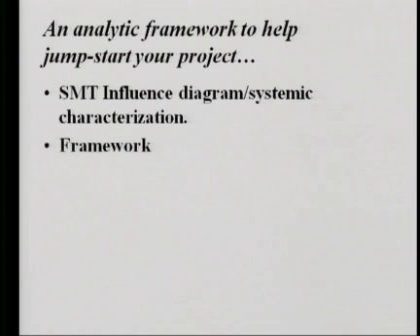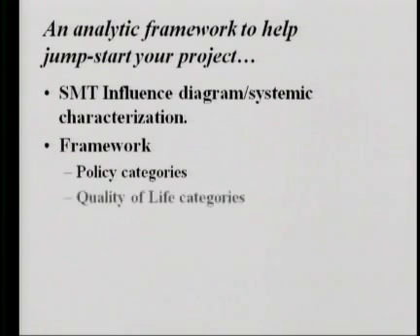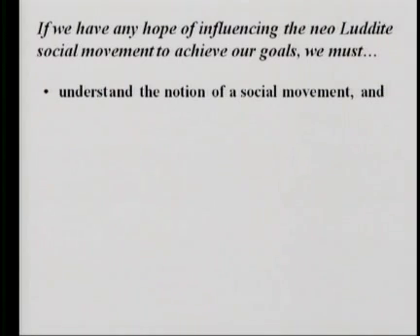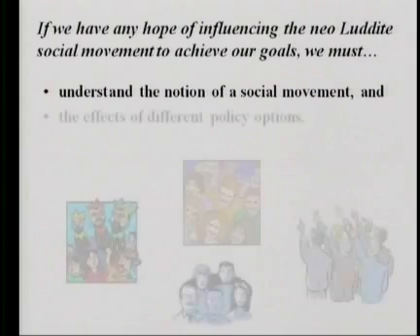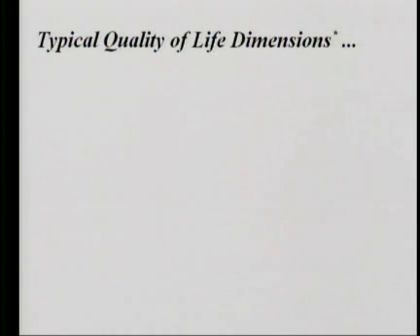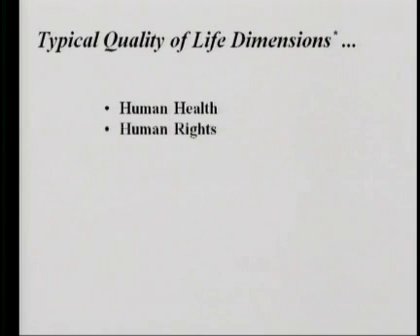I gave you an analytical framework, and in order to jumpstart your project, go back to the social movement theory influence diagram and the systemic characterization I gave you. I gave you a framework with policy categories and quality of life categories. Clearly, if we're going to influence Neo-Luddite, the social movement, we have to understand the notion of social movement and the effect of different policy options.